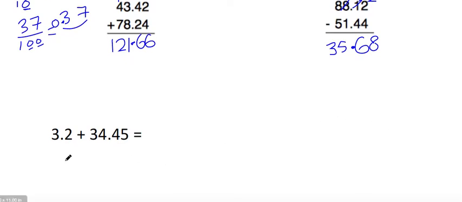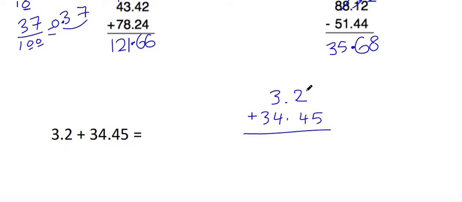Next, if we have it in horizontal form, we can rewrite it in vertical form, like 3.2 plus 34.45. Here we have to complete the empty places by putting zeros. Here we have to put 0 because here we have 2 decimal places, here we have 1 decimal place, so we have to make them 2 decimal places, and they are exactly equal, and I will prove it for you now.